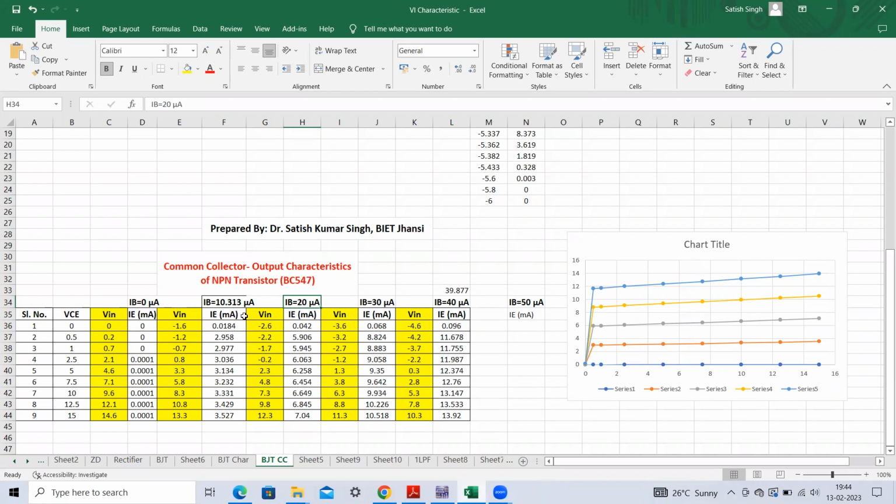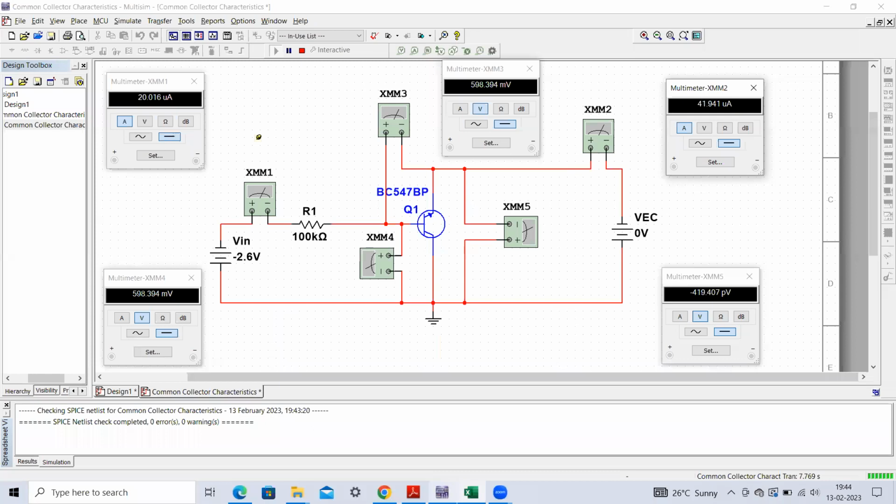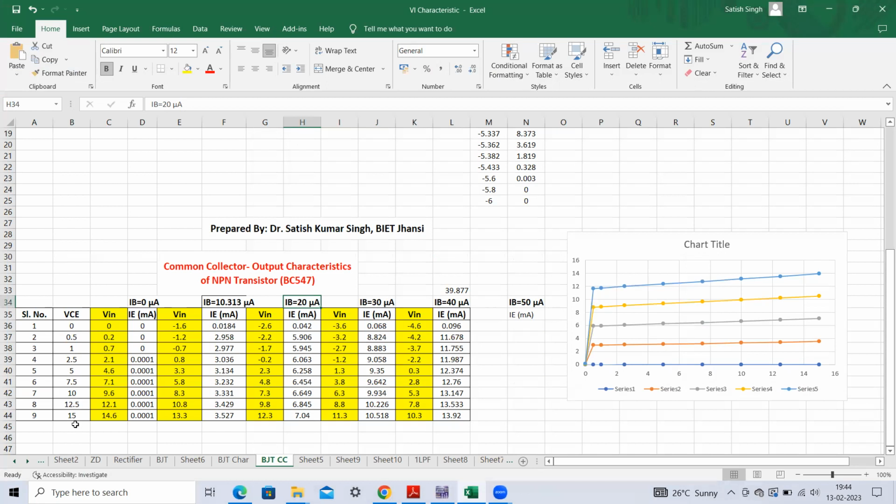Just try to obtain this observation table and observe the complete table. The same thing you can also perform on the breadboard. A similar experiment you have to perform, and the procedure will remain the same. Then you have to obtain this family of curves for IB equals 0 microamperes, 10 microamperes, 20, 30, 40, 50, and so on. You have to fill this complete table. Keep in mind the step size of the collector to emitter voltage. I have written emitter to collector voltage there, and this voltage is negative. If you write collector to emitter voltage, it will become positive.